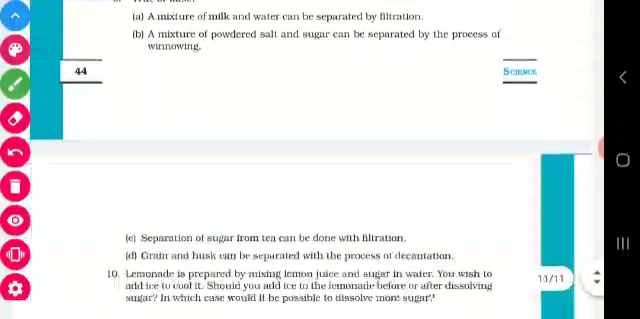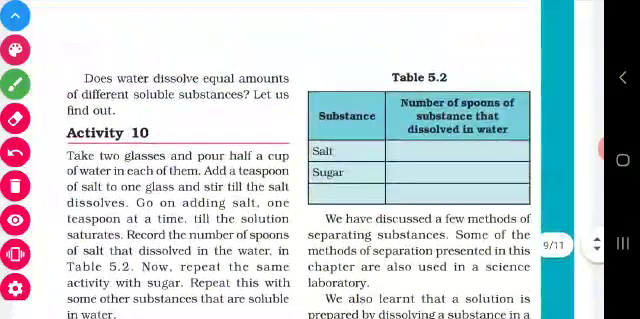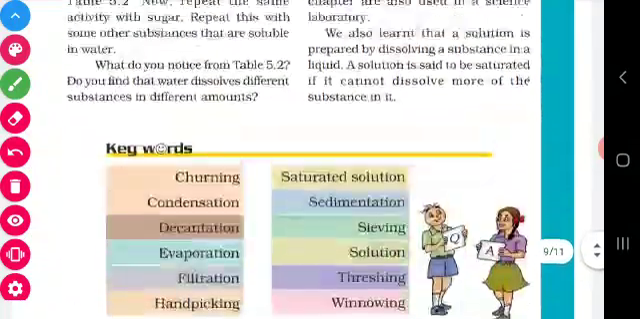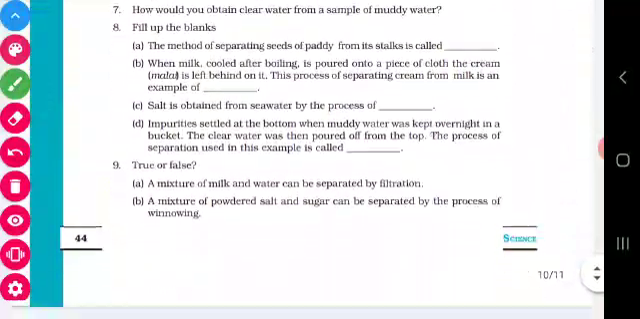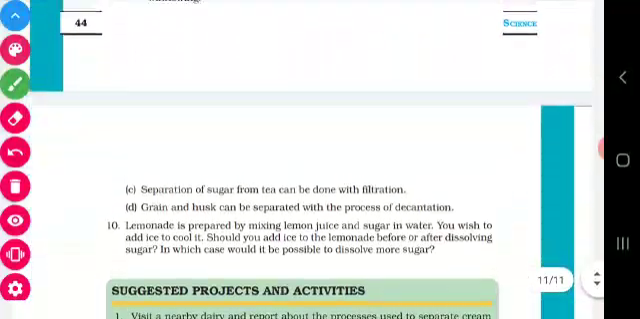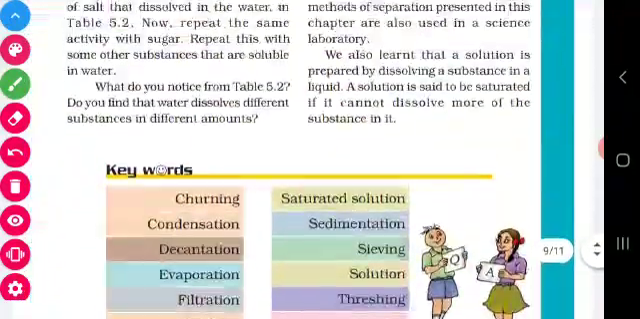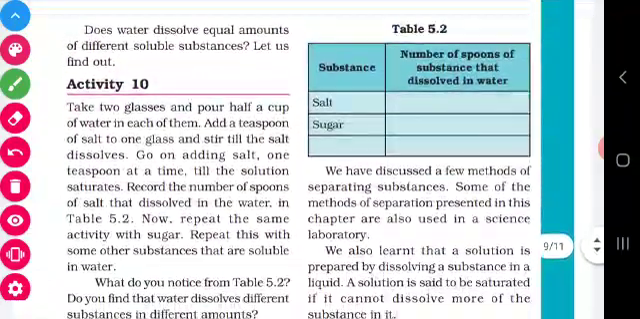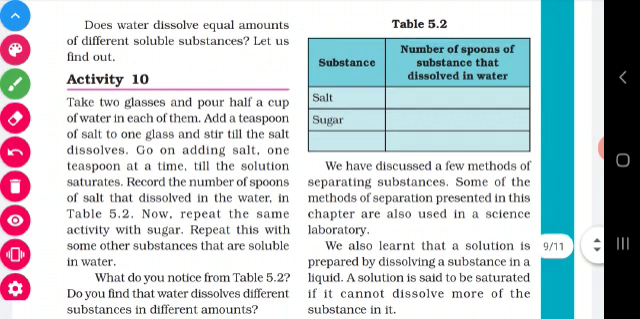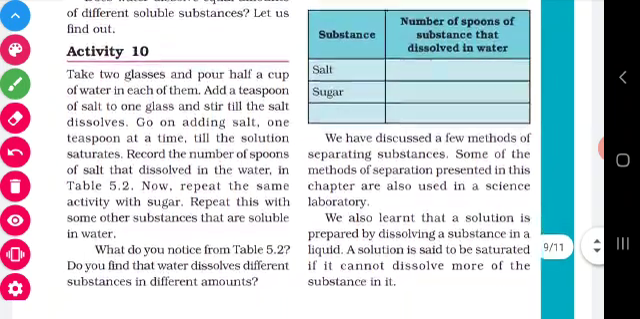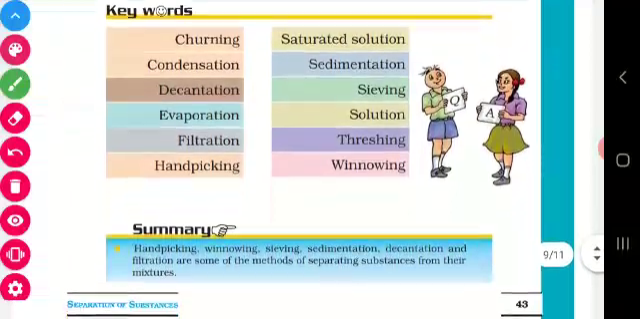That is the activity 10. You have to fill the table 5.2 and complete the book back exercises 8 and 9. Exercises 8 and 9 can be done in the book itself. Do it neatly in pencil. This activity also you can finish and write in the book itself. Write neatly in your pencil. I will give the activity in the slide also. So do this activity and submit to your class teacher.